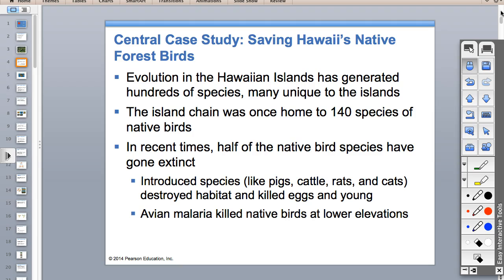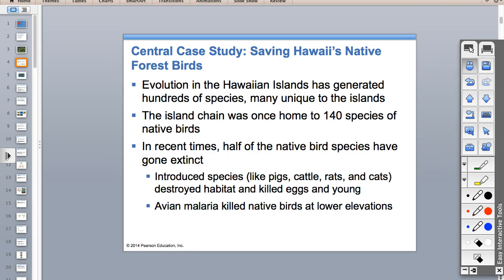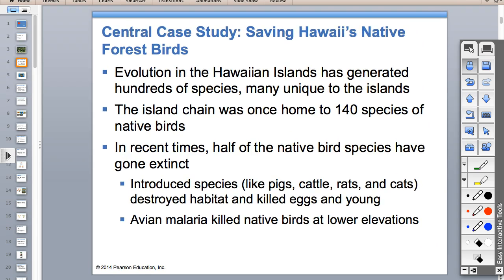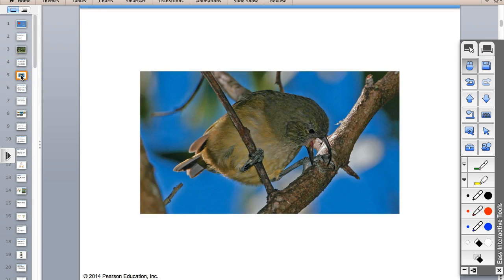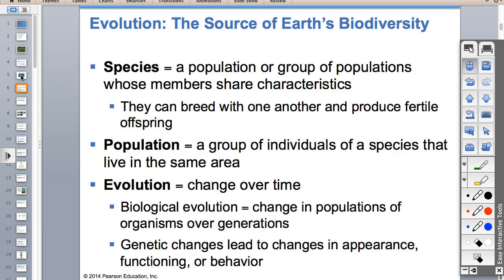So you can imagine Hawaii is an island nation all to its own, and it had 140 species of these native or endemic birds. A lot of problems started happening with introduced species, and things like rats and cats were able to kill the eggs and the young, and then also the habitat destruction from development as well. And then there was an avian, which means bird, malaria that caused them problems. So they're so cute. Yay.